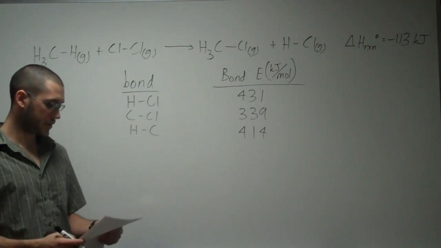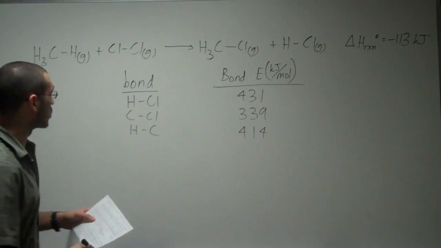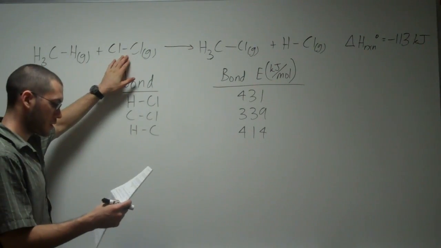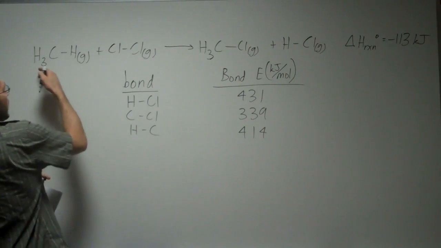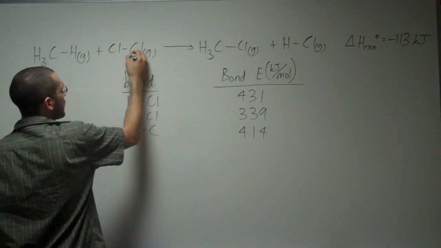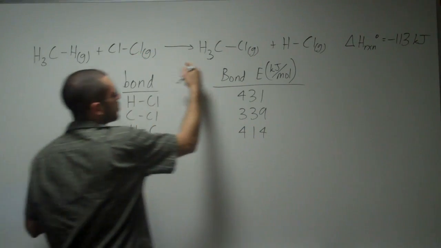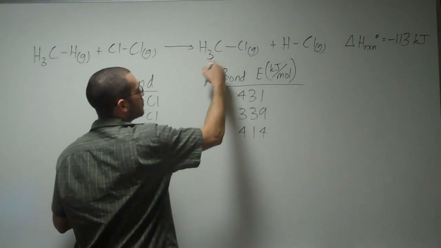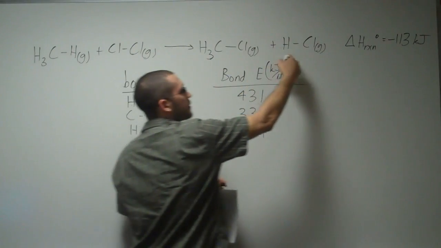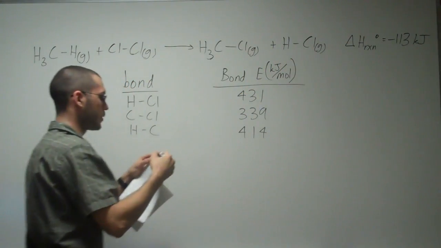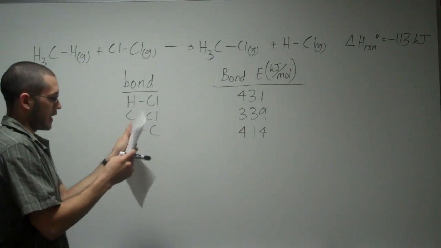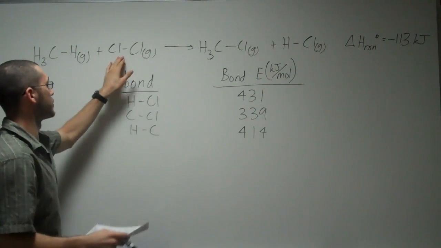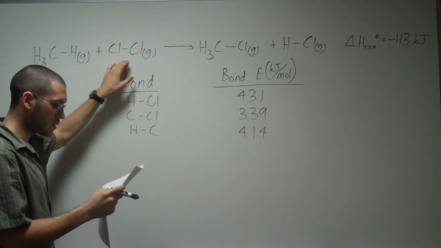Number 16 reads, determine the bond energy of a chlorine-chlorine bond given the following information. Methane reacts with Cl2 to give you methyl chloride and HCl. We don't need to know exactly what they are, but here's some reaction, and we need to figure out the bond energy of this ClCl bond here.